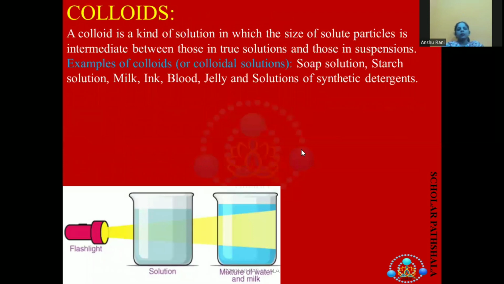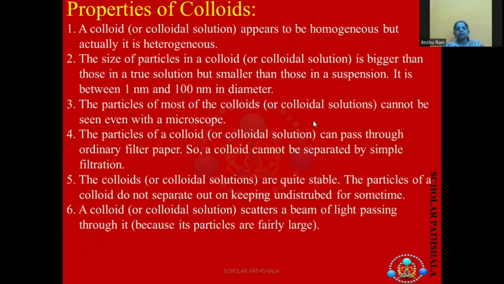Then we have colloidal solution. Colloid is a kind of solution in which particle sizes are between true solution and suspensions. They are between 1 nanometer to 100 nanometer. Like milk, blood, ink, jelly. These are examples of colloids. When you try to pass light through a true solution, light passes through it. But through a colloid, it will scatter the beam of light. The scattering of a beam of light is called Tyndall effect.